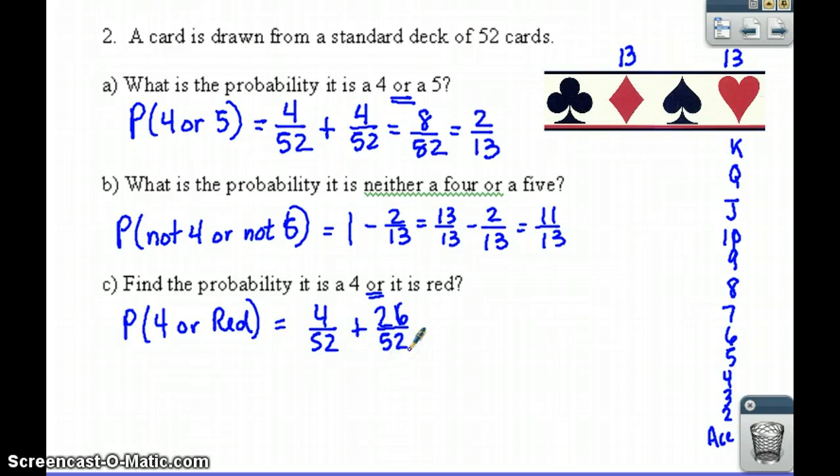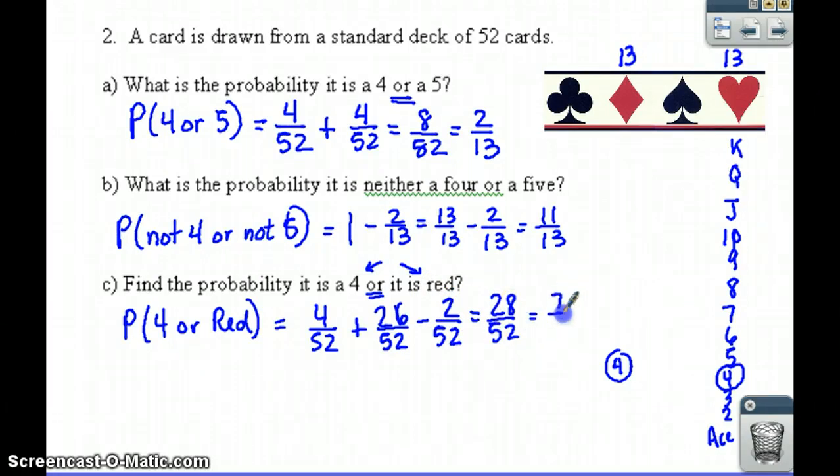Now, these events are non-mutually exclusive. And remember what that means. That means there's an overlap. So we have some cards that are both 4s and they're red. We've got the 4 of hearts and we've got the 4 of diamonds. So we counted both of these cards when we counted 4s and when we counted red cards. So let's not count them twice. Let's subtract that off. So I have 30 minus 2. I have 28 out of the 52 times I'm either going to pick a 4 or a red card. That reduces to 7 over 13.